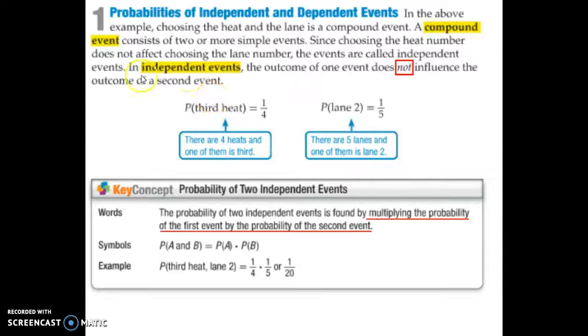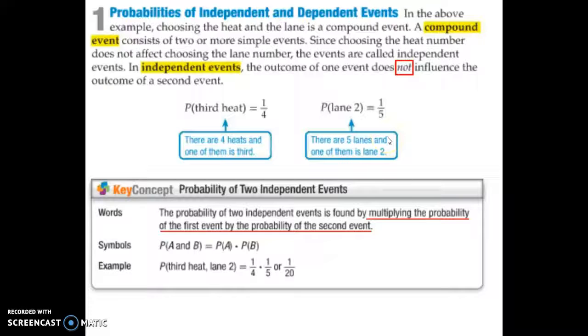Okay, so independent event means the outcome of one does not influence the outcome of the second. Okay, so if I draw something out of hat A and I draw something out of hat B and I want to know what are the probabilities of drawing certain things, what I draw out of A does not affect B because they're separate hats. Okay, but if they're in the same hat and I pulled one out and then I took another one out without putting the first one back, that second probability is going to be different. Alright, that'd be a dependent event. We'll talk about that in a second. But independent means they're totally separate things.